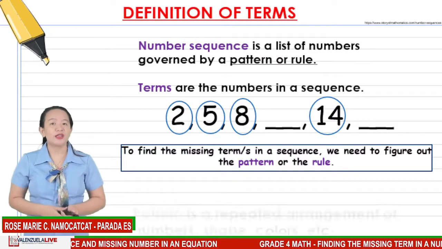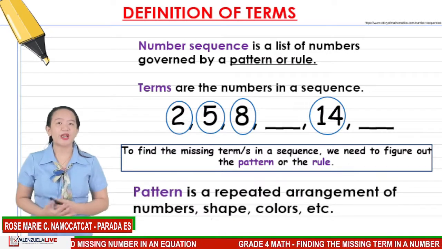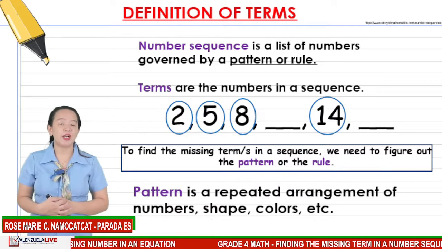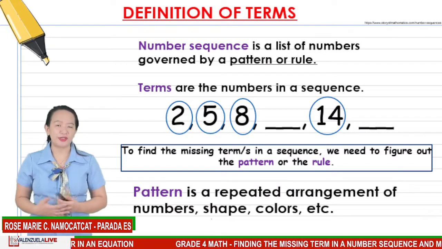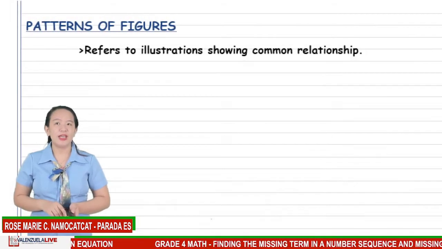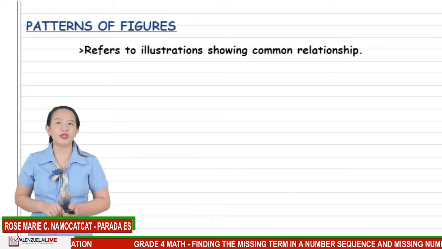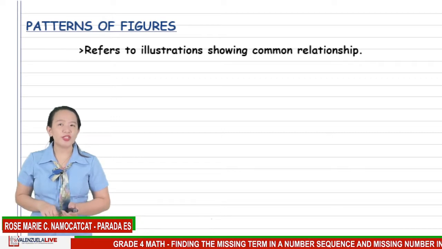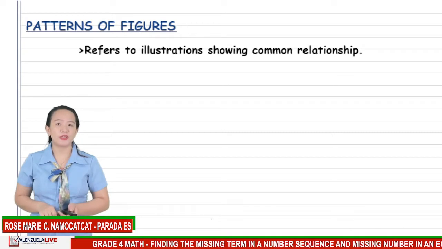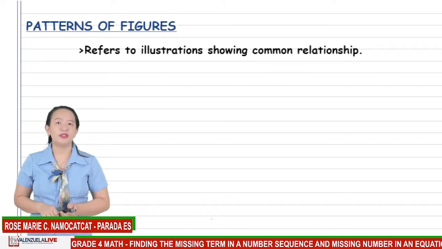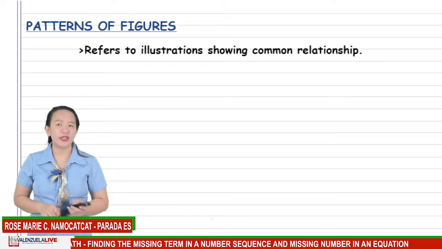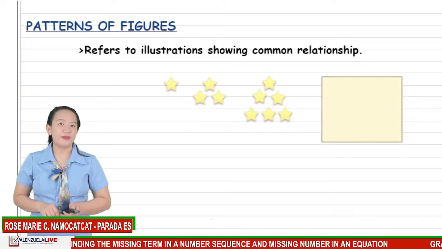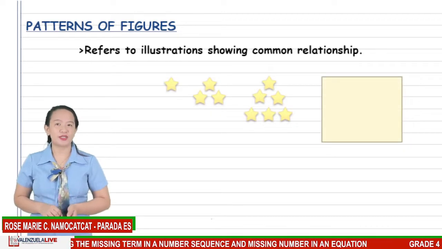And also, to find the missing term or terms in a sequence, we need to figure out the pattern or the rule. So, what is a pattern? Pattern is a repeated arrangement of numbers, shapes, colors, and others. Now, let's have the first one, the pattern of figures, which refers to illustration showing common relationships. So, let's try this one. Can you please get your paper and kindly draw the next figure in this sequence.